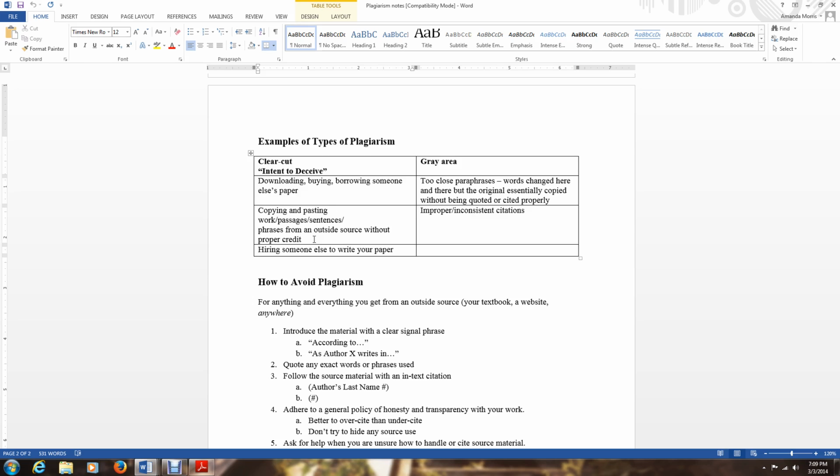And then obviously something like hiring someone else to write your paper, which is kind of similar to the first one there on that list. So this is obviously something you want to avoid doing. It's not worth it. The grade penalty is a very severe penalty, one that most people cannot recover from very well. So this is not a good idea.